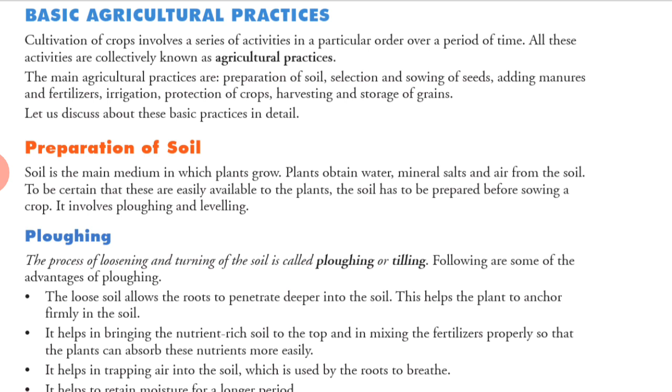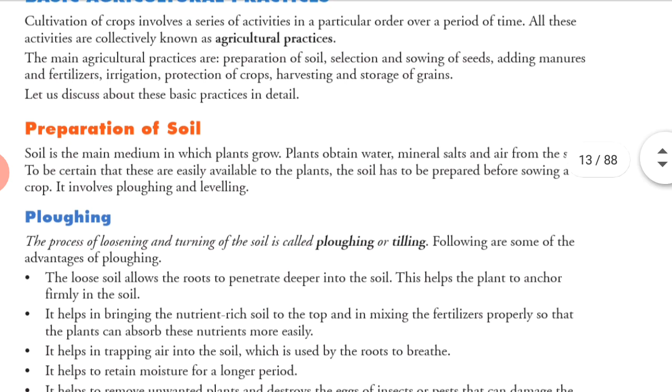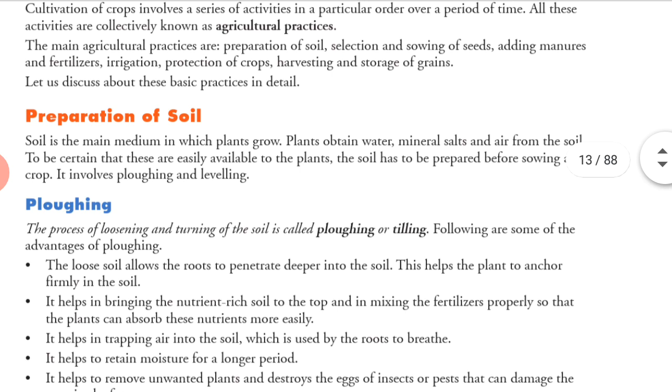Preparation of soil is the first agricultural practice. Before doing anything in the field, you need to prepare the soil properly. For example, removing of bumps. For example, softening of the soil. This is part of the preparation of soil.